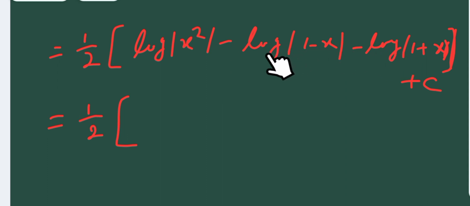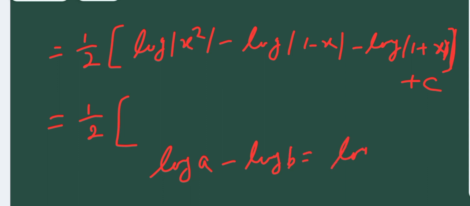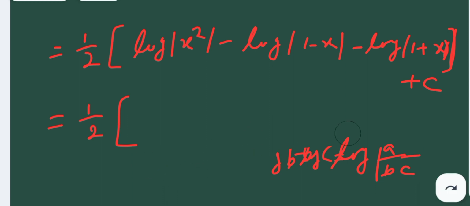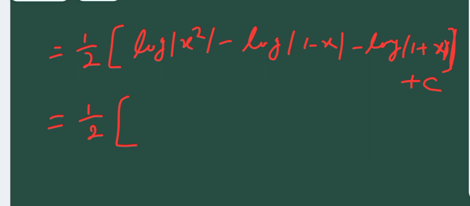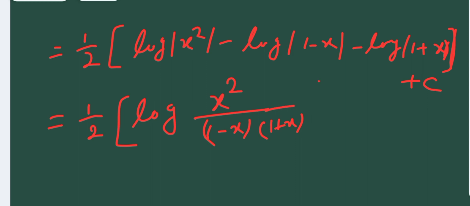Or you can say this is in minus, so you know log a minus log b will be log a upon b, correct. And again, if you see minus log c, this will come as log a upon bc, correct. So that I will use. So this is like the log property. Using the log property I can write this as log x square in the numerator, and in the denominator it will come 1 minus x into 1 plus x, correct, mod plus c.